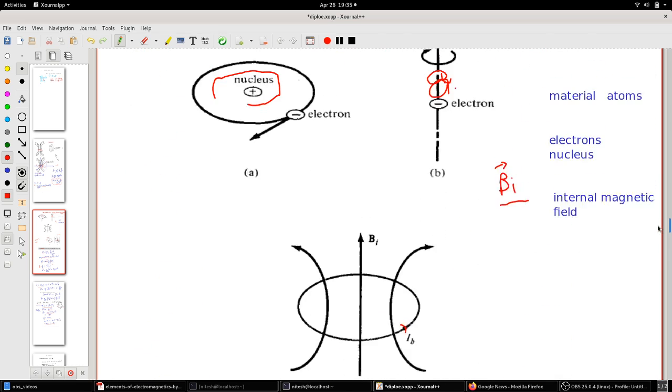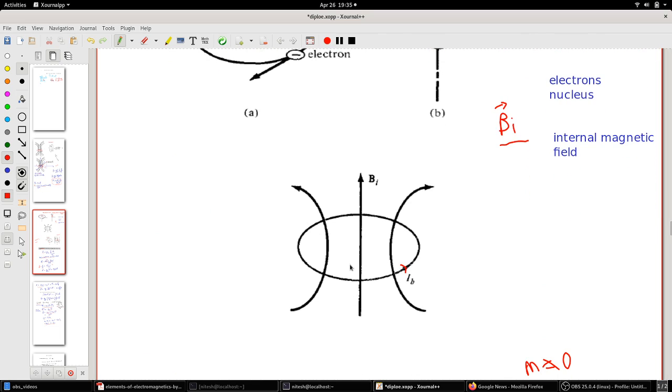We have already seen what a dipole moment is. The magnetic dipole moment is equal to the current flowing through the loop multiplied by the area of the loop, which is pi r squared in this case since it's a circular loop, and the vector normal to this particular loop. All these three give you the magnetic dipole moment.